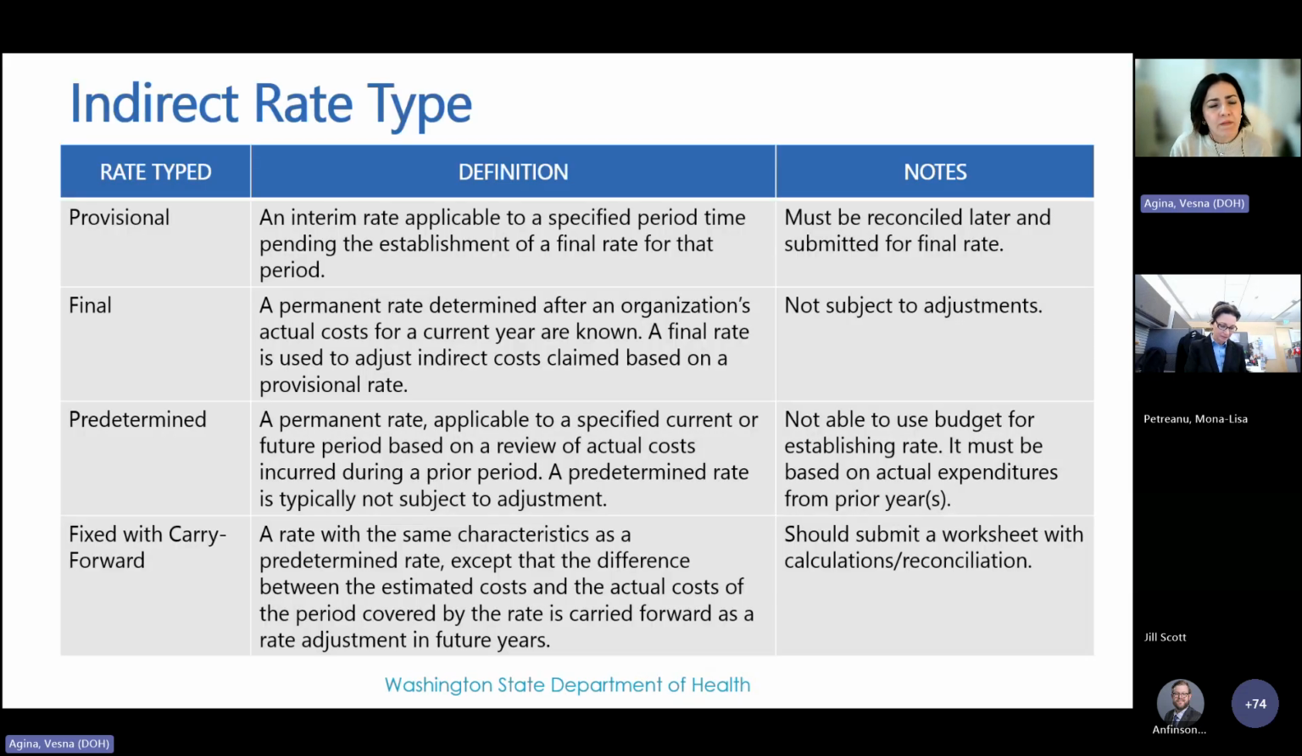So we also have different indirect rate types. Depending on your organization, depending on what you are using to come up with your rate, that's how we determine which rate type to approve. Provisional is, again, just the interim rate that's used for that billing period. It's usually based on maybe some budget. It's based on a combination of different things. And that's the rate that you should be reconciling.